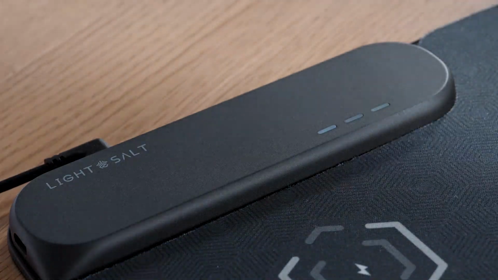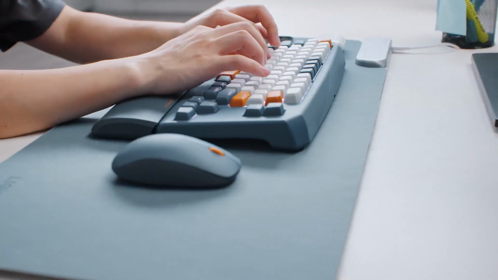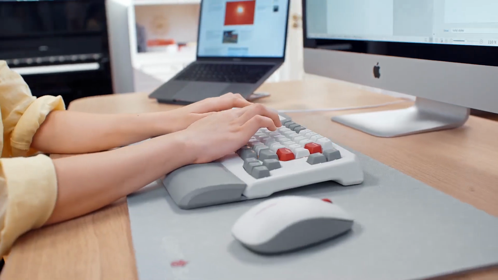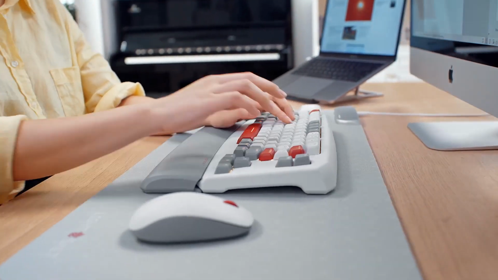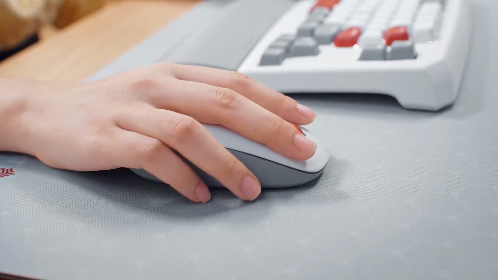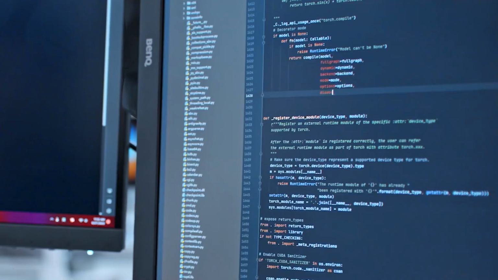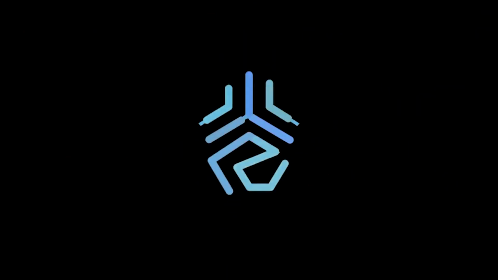Crafted with premium materials and engineered for durability, the JSD system seamlessly integrates into your workspace, adding a touch of elegance and sophistication to your setup. Upgrade to the JSD system and unlock a new level of convenience, efficiency, and style. JSD, embrace the future of wireless charging.